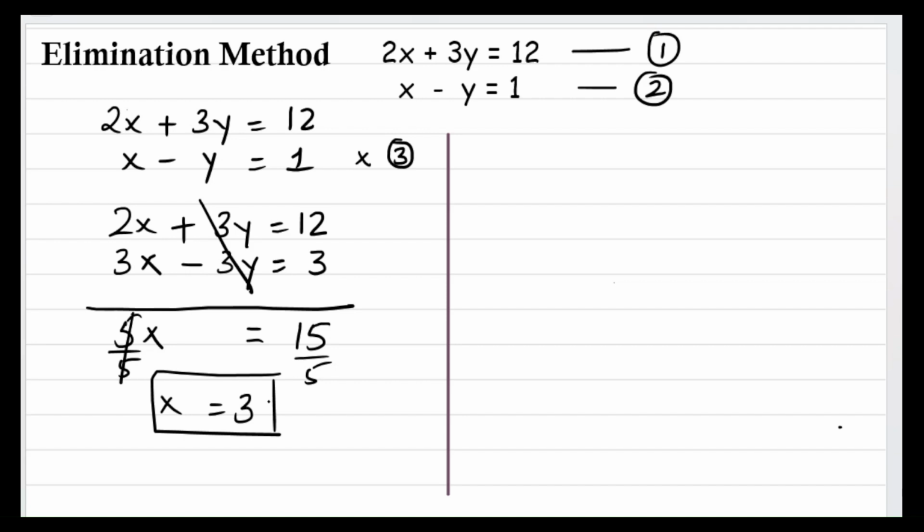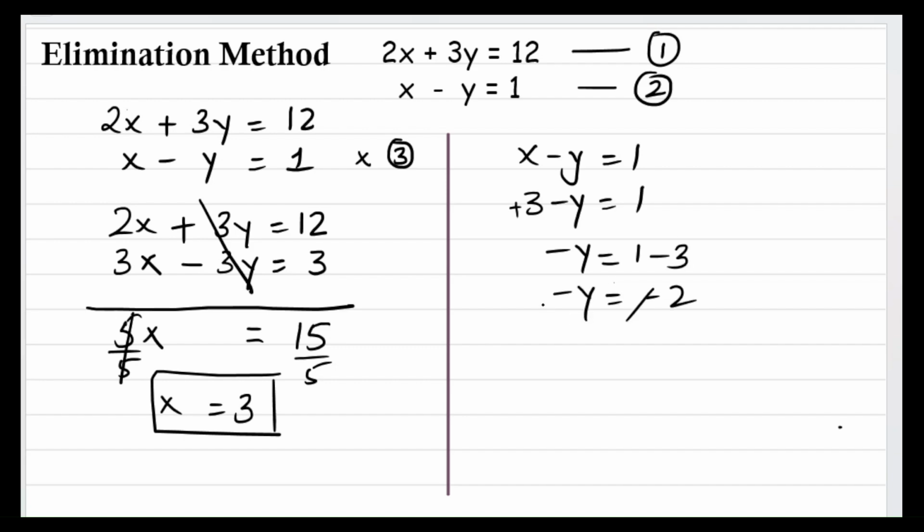Put this x equal to 3 in either of the equations to get the value of y. So x minus y is equal to 1. Put x as 3. 3 minus y is 1. Minus y is equal to 1 minus 3, this 3 shifted over there will give me minus 3. So minus y is equal to minus 2. Minus minus cancel from both sides. So y is equal to 2.